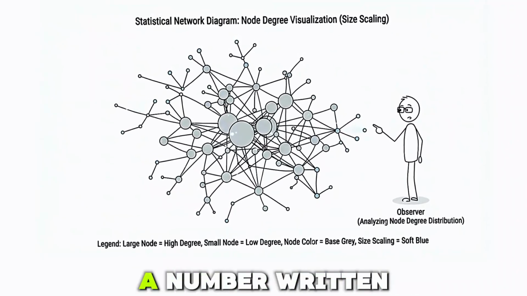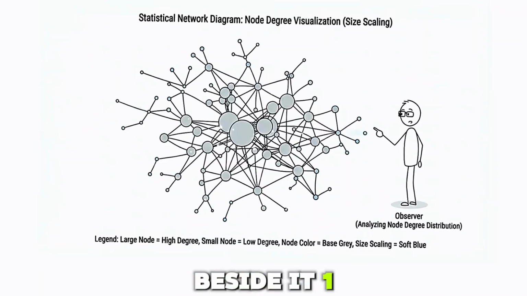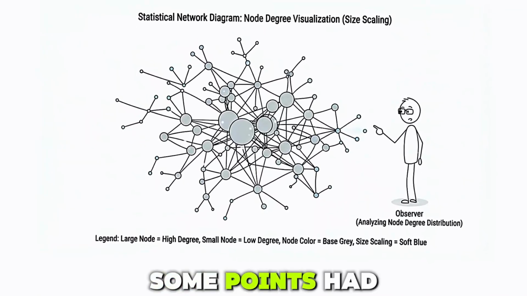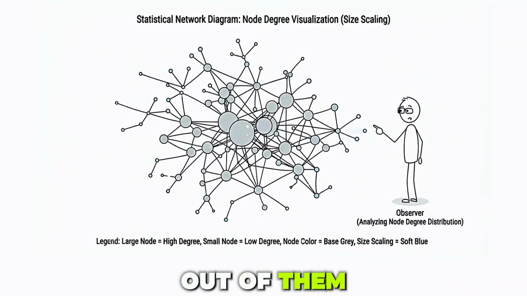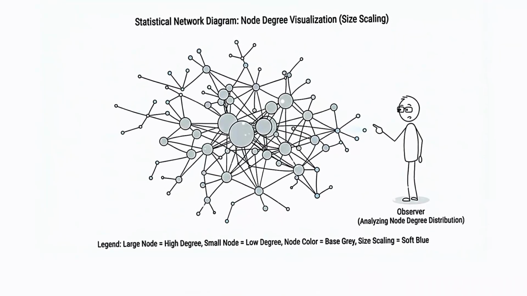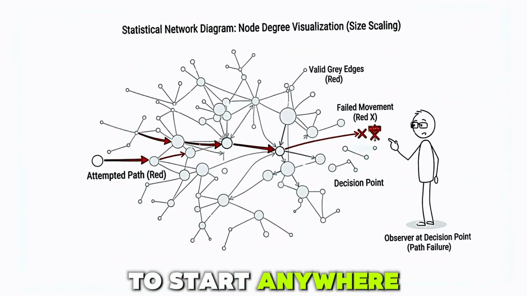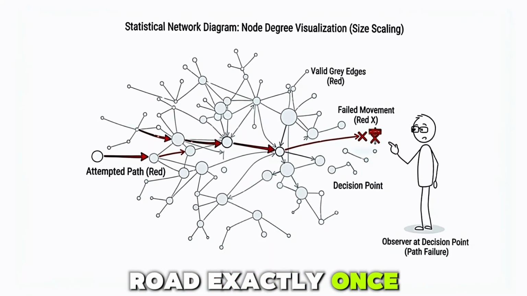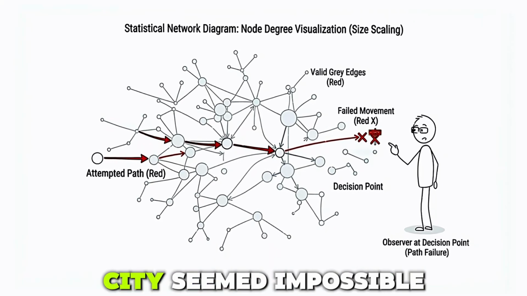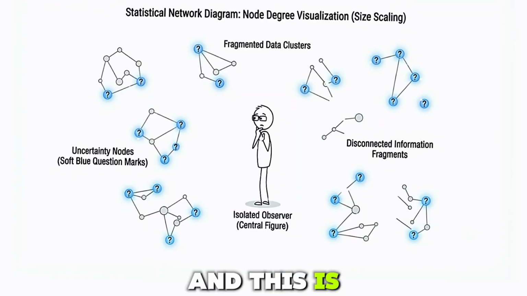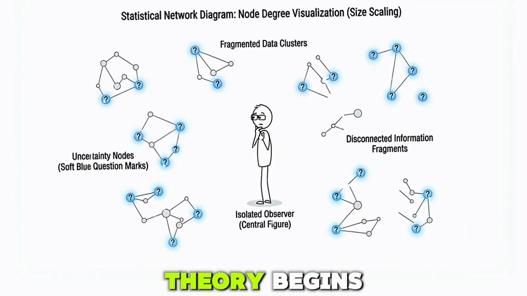Every intersection had a number written beside it. 1, 3, 2, 5. Some points had many roads coming out of them, others had only one. Stickman noticed something unsettling. If he tried to start anywhere and cross each road exactly once, covering the entire city seemed impossible. But why? And this is where the first secret of graph theory begins.